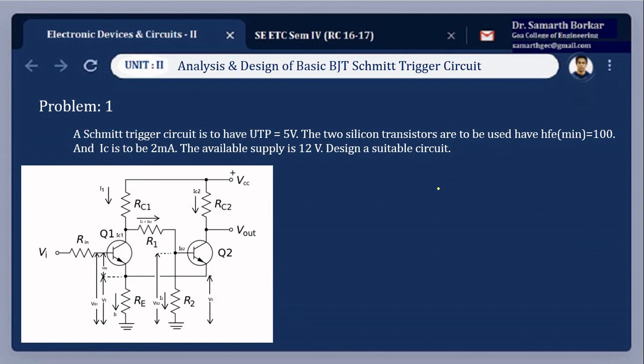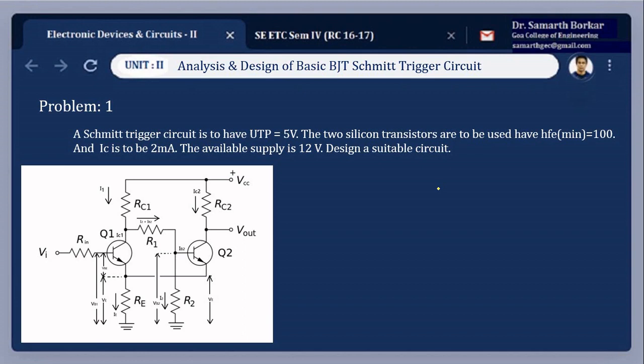So this is the problem statement. A Schmitt trigger circuit is to have UTP equals 5 volts. The two silicon transistors to be used have HFE minimum as 100 and IC is to be 2 milliamperes. The available supply is 12 volts. Design a suitable circuit. So when it comes to design, you have to check what should be the values of the components RC1, RC2, R1, R2 and so on.